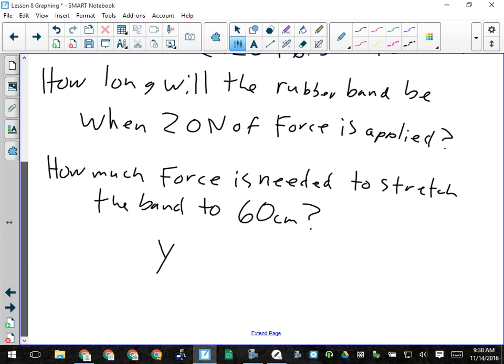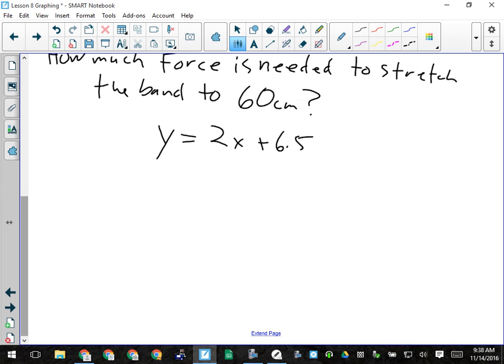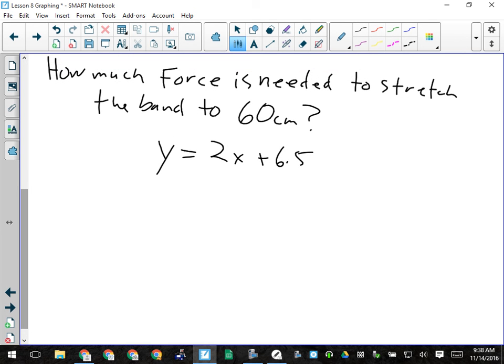Okay, so y equals 2x plus 6.5 was the equation we were given. Now I'm looking for y or x. I'm looking for x because it gave me a y value. It gave me the length, which is on the y-axis. So I know y equals 60 centimeters this time. So now I've got to solve for x, which means I do have to manipulate just a little bit. So I'm going to bring the 6.5 over here by doing what? Subtracting.